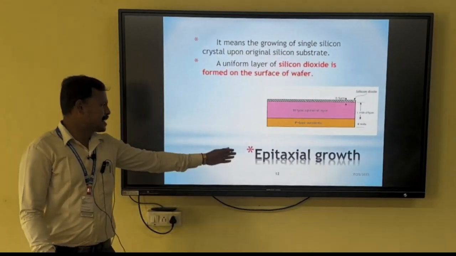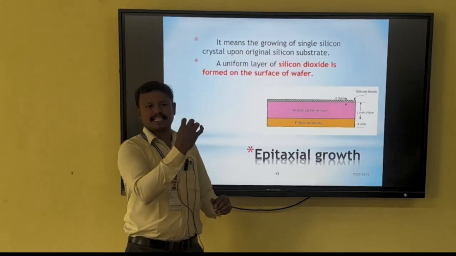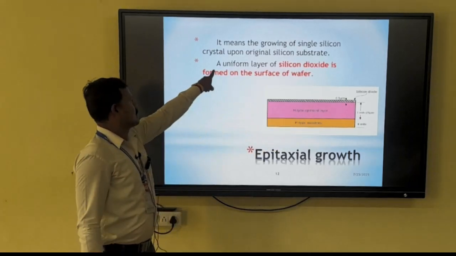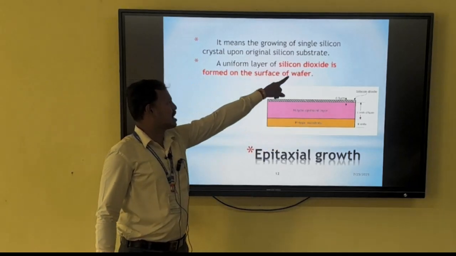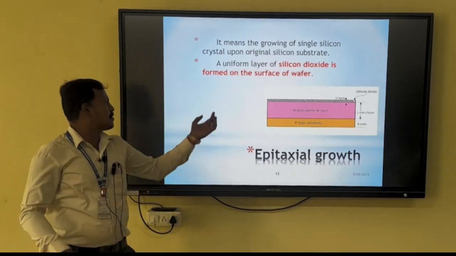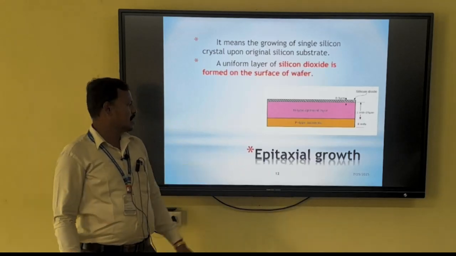Next, epitaxial growth. Epitaxial growth means the wafer, that's the substrate, has a uniform layer of silicon dioxide formed on the wafer surface. That step is called epitaxial growth.